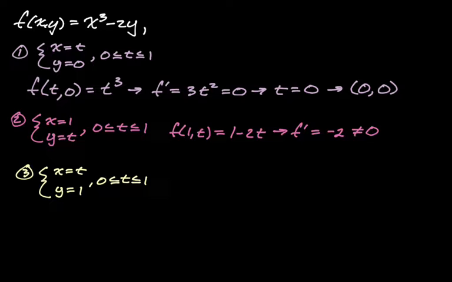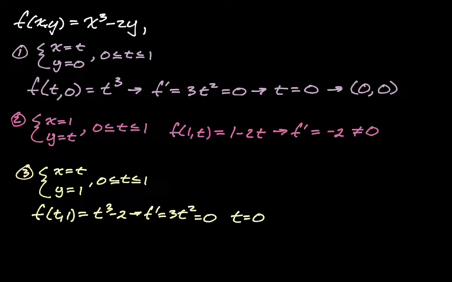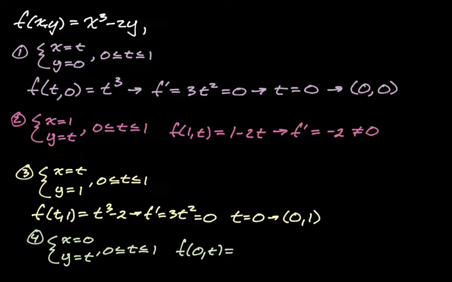3. X is t, y is 1, so we're going to do f of t comma 1, which should give me t cubed minus 2. So t cubed minus 2. The derivative of that is 3t squared. So f prime is 3t squared, which equals 0 when t equals 0. So if t is equal to 0, then y is always 1. So we get the point 0, 1, which we were already checking, but we did get it. So that's good. And then for the 4th boundary, we have x is 0, y is t, which will give us f of 0, t, which is negative 2t, which has f prime negative 2, which is never equal to 0.